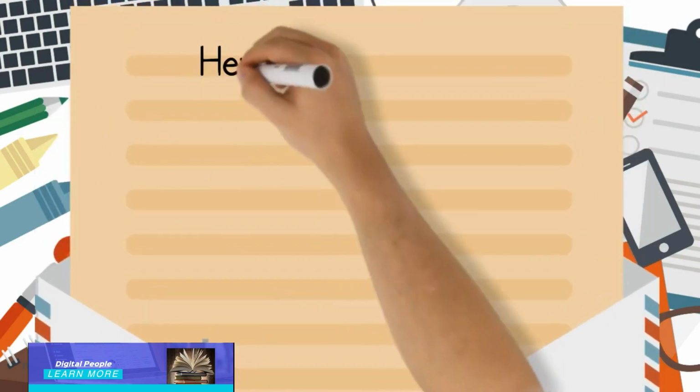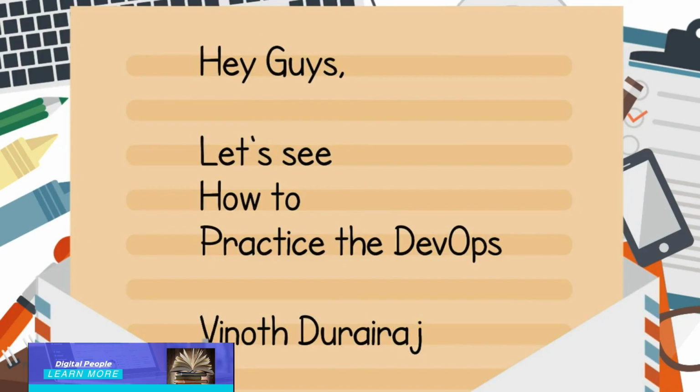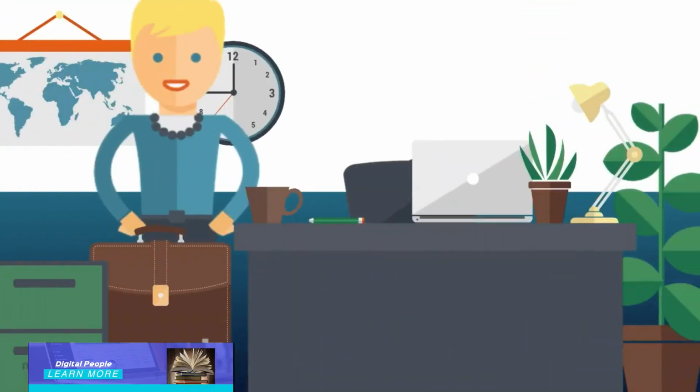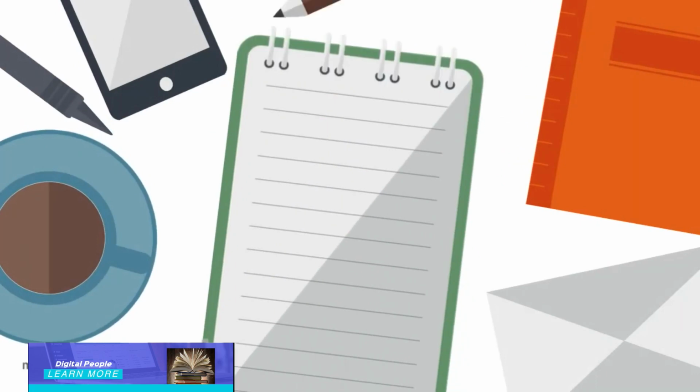Chapter 5. Hey guys, let's see how to practice the DevOps. In our previous chapter, we have read about DevOps transformation. In this chapter, let's see how to practice the DevOps. To practice DevOps, we need to understand some of the key concepts.